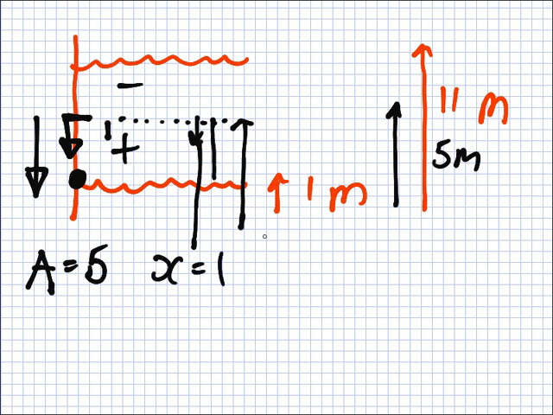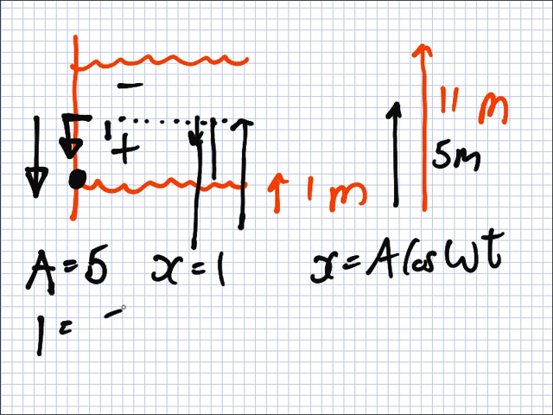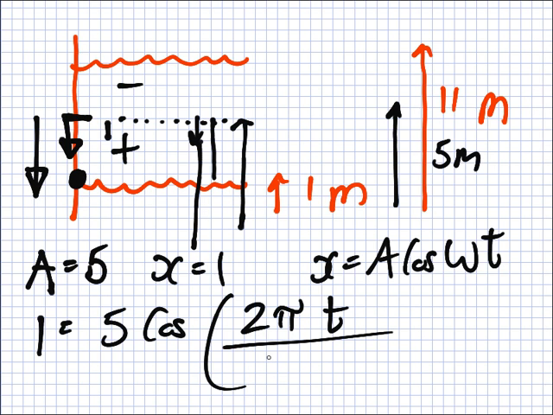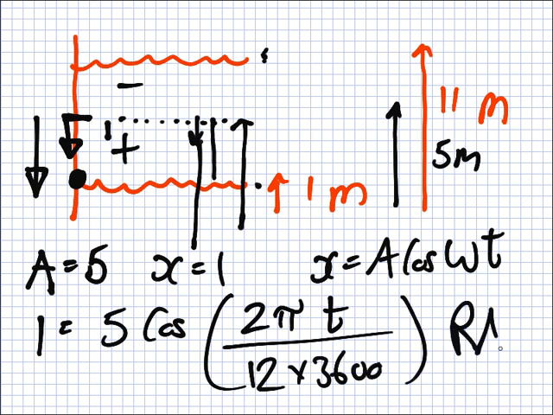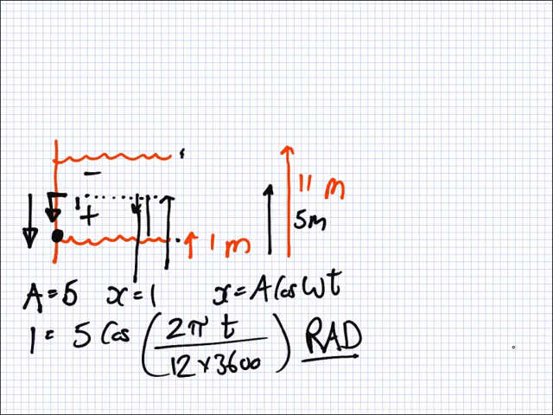So we have the formula x equals a cos omega t. So you have 1 equals 5 cos 2 pi t over T, which is 6 hours. No, T is not 6 hours, sorry. It's 12 hours, because I said it's 6 hours to go from here to here, didn't I? So it's 12 hours, a full cycle. Now, for goodness, make sure you're in radian mode too. Is that the secret, Dorian?